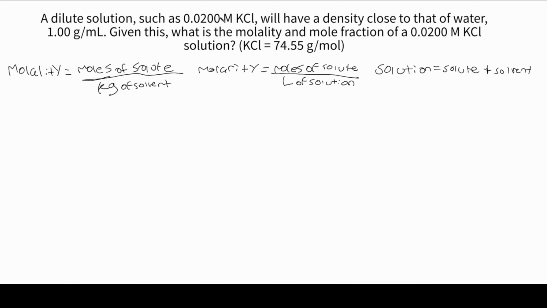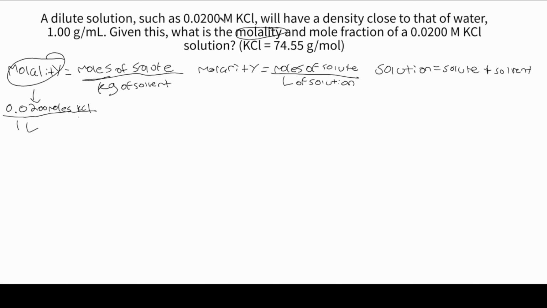So molality is moles of solute over kilograms of solvent. In molarity, it is moles of solute over liters of solution. And in a solution, we have a solute plus a solvent, right? So let's solve the first part of this problem. We have to find molality, so we have to find what this is equal to. We know that we are dealing with 0.02 moles, because the molarity is written like this. So we know that we have 0.02 moles of our solute.